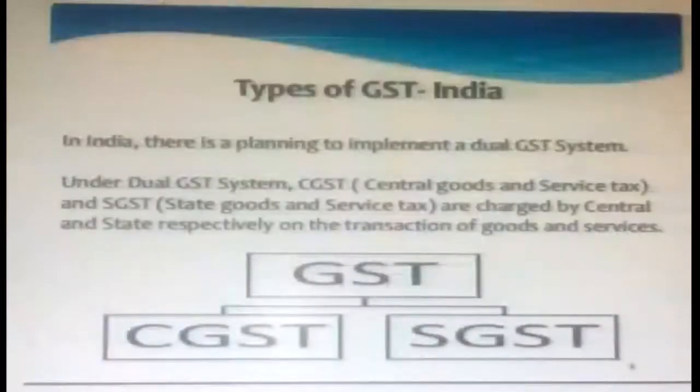There are two types of GST in India. One is under the dual GST system: Central Goods and Service Tax, that is CGST. What is SGST? That is State Goods and Service Tax. They are charged by the center and the state respectively on the transaction of goods and services. So there are two types of GST: central GST and state GST.